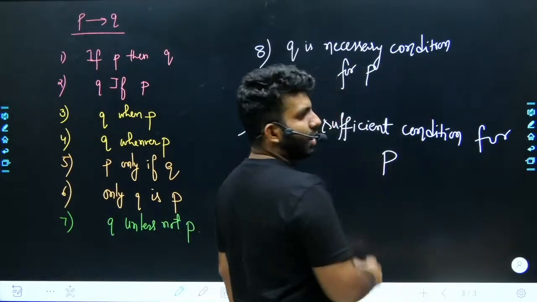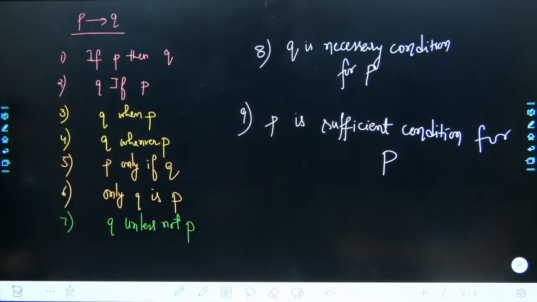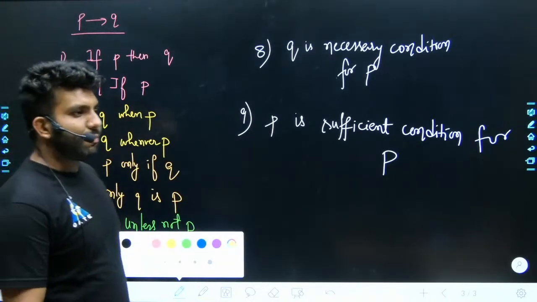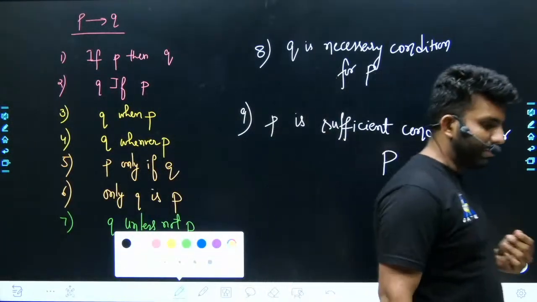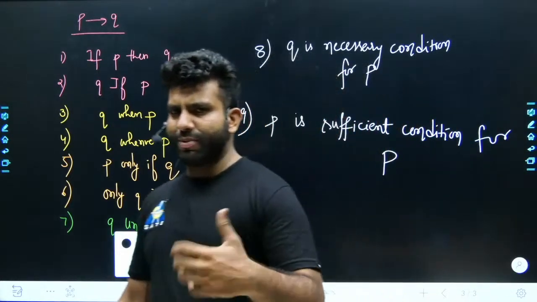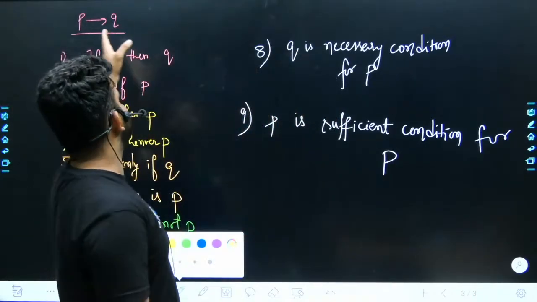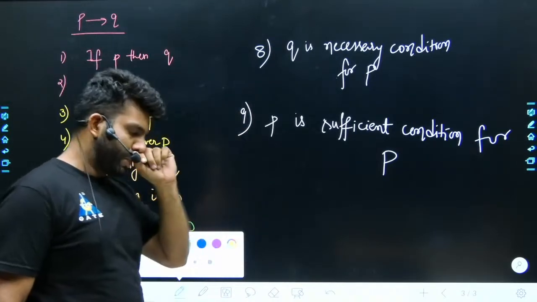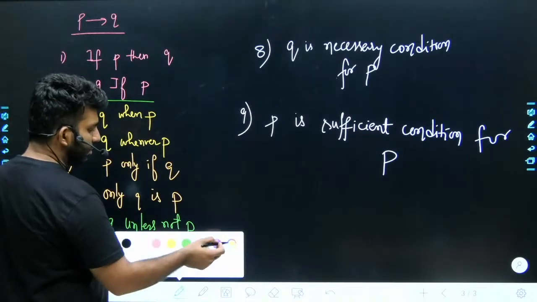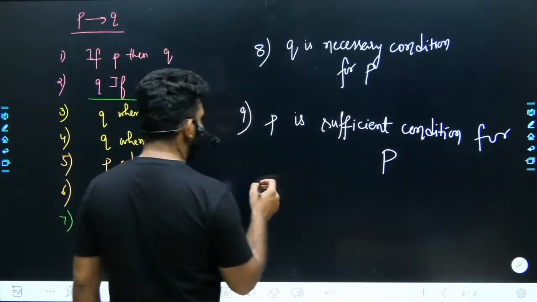Let's understand how these translate to one and the same thing. I'll be taking the example for all of these now. So we have if P then Q. We have already learned the example of if P then Q. It was: if you work hard, then you'll succeed. Very simple. P implies Q. The next part was Q if P. Q if P was also similar to that. How? Similarly, if I write something like this, let's take another example.